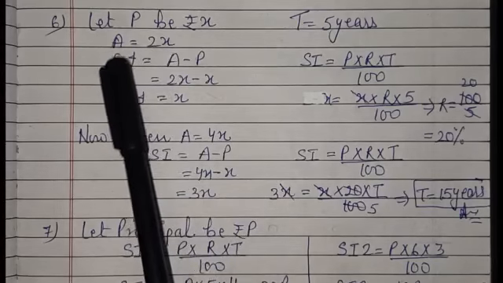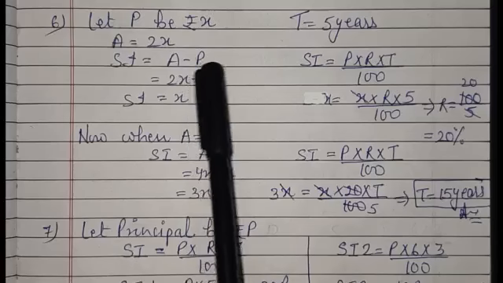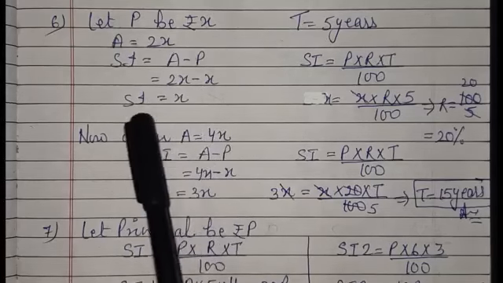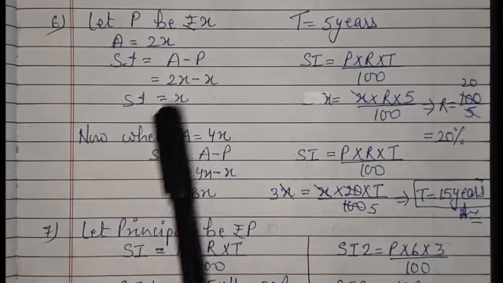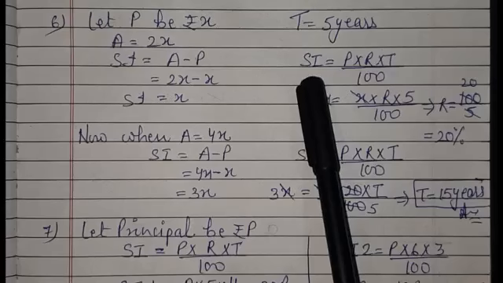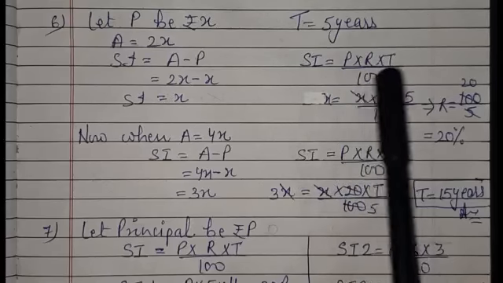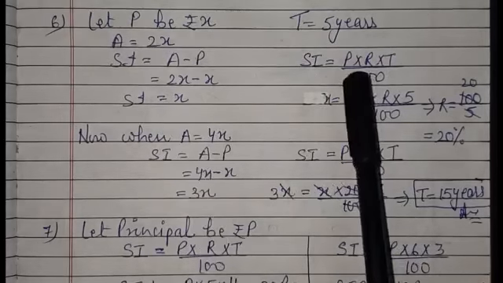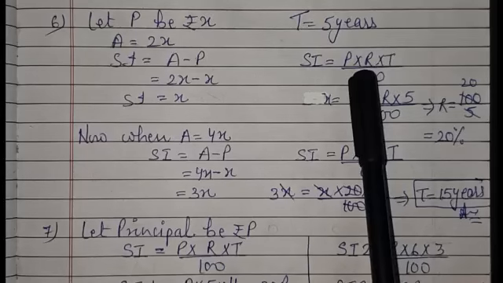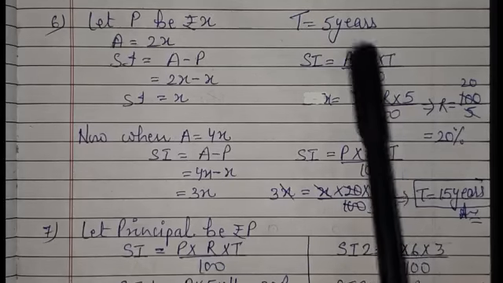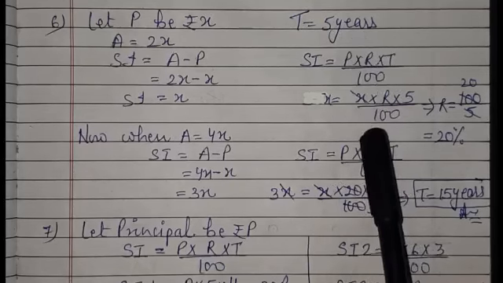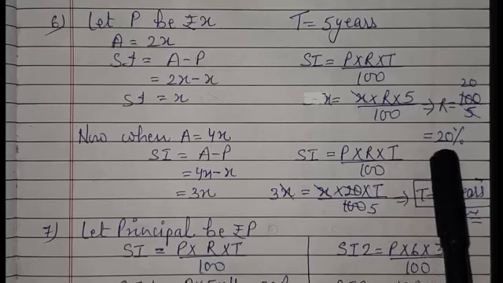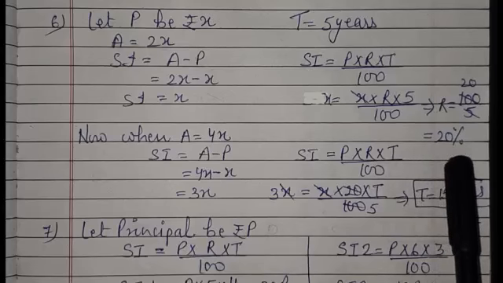So first calculate simple interest: amount minus principal. 2x minus x will be x. SI is equal to x. Now calculate the rate. Use this formula, PRT upon 100. Put the values. SI is x, principal is x. Rate of interest we have to calculate. Time is 5 years, upon 100. When we calculate, the rate of interest will come 20% per annum.